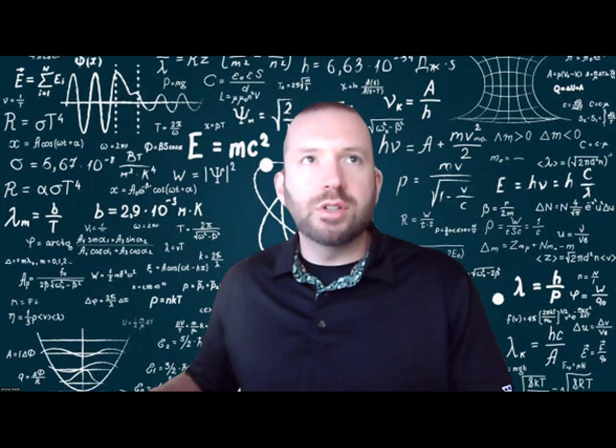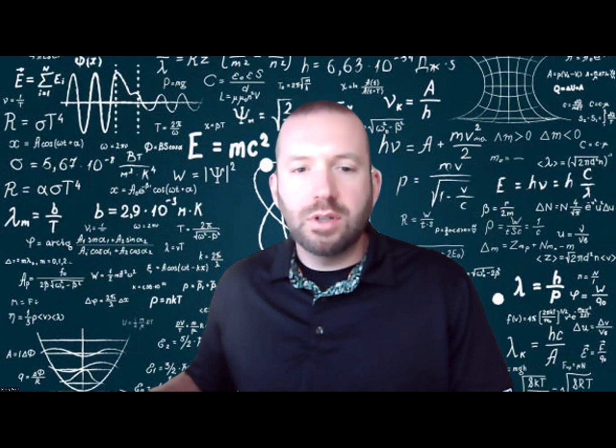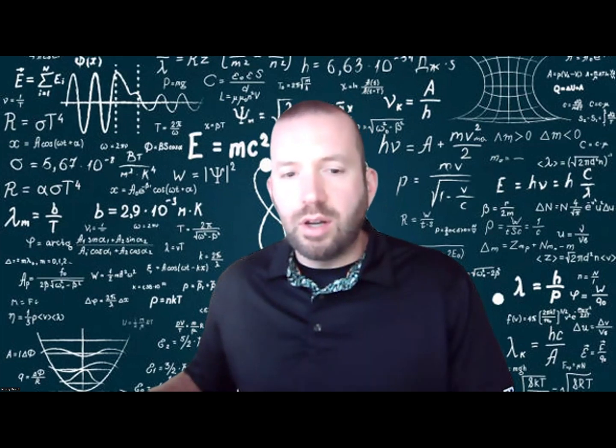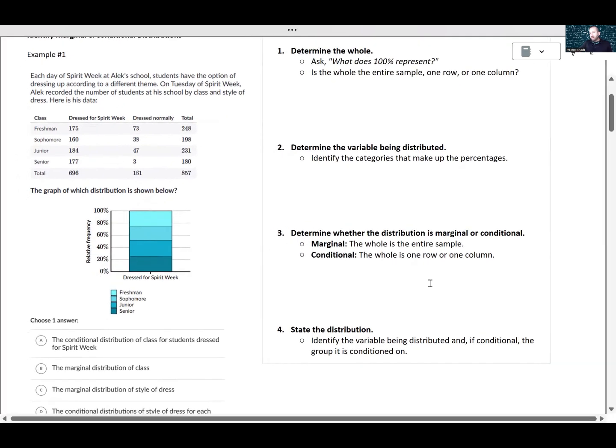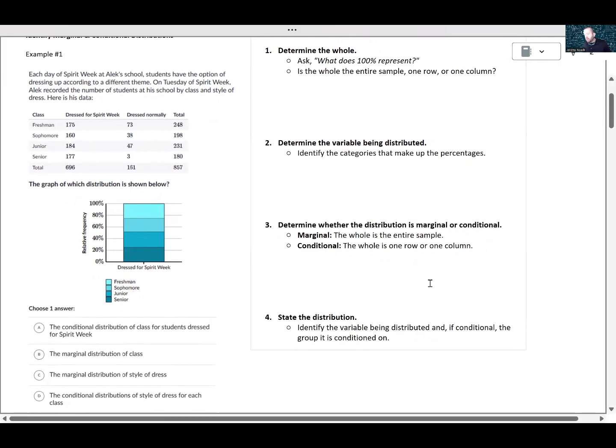Some other problems are going to just be examining two-way tables and figuring out what parts of the data they want us to look at. So here's our first example on marginal and conditional distributions. So we have some information about Spirit Week at Alec's school.